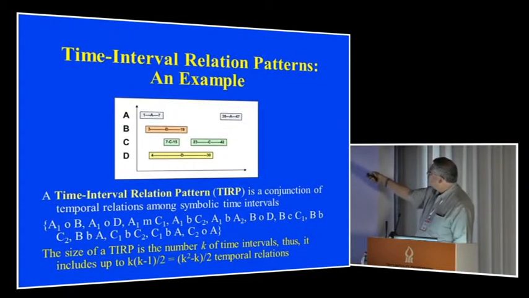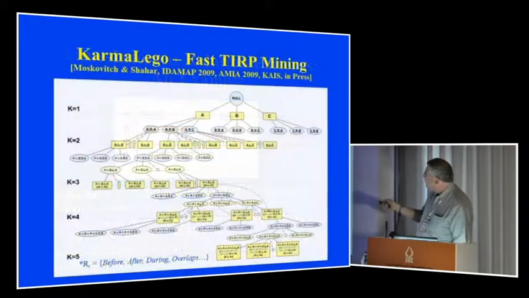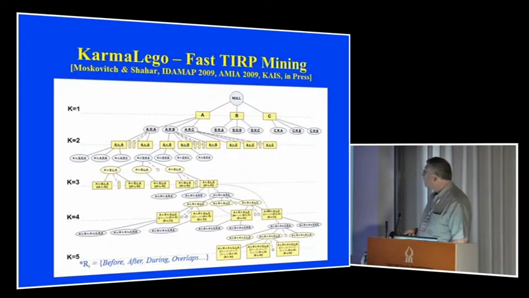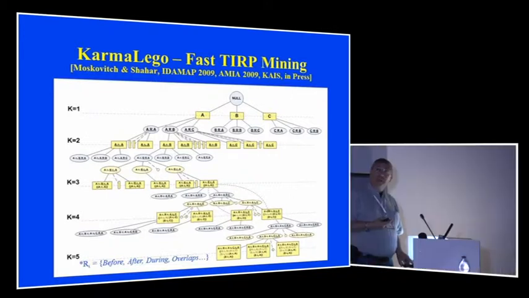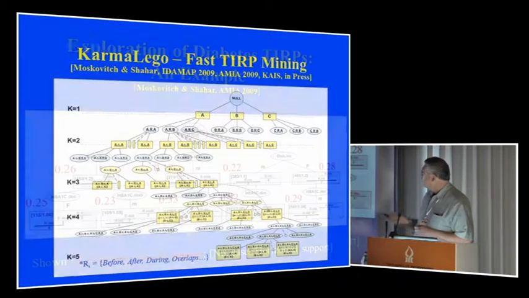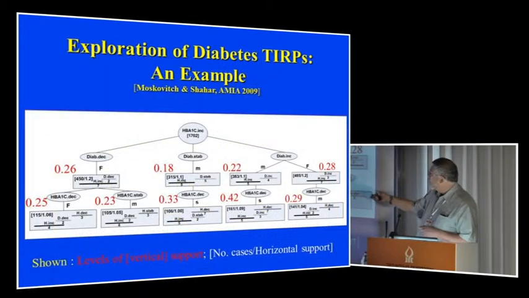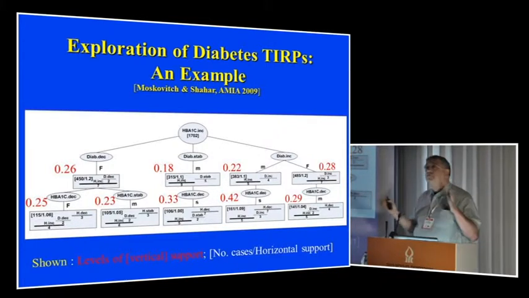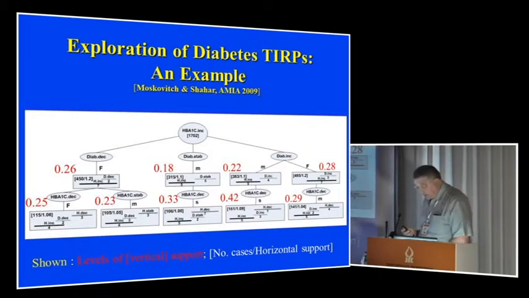So what we're looking for is temporal interval relation patterns that we don't know about, and we can create a hierarchy of paths that all of the patients will have to see which are the common patterns. And in fact, let me show you an example: using a new algorithm that we call Carmalego, we can look at 20,000 patients who had diabetes, and we find that they had five different patterns that occur frequently. So this is a temporal clustering that is performed in a completely automated way and using the same abstraction knowledge that I've shown before.